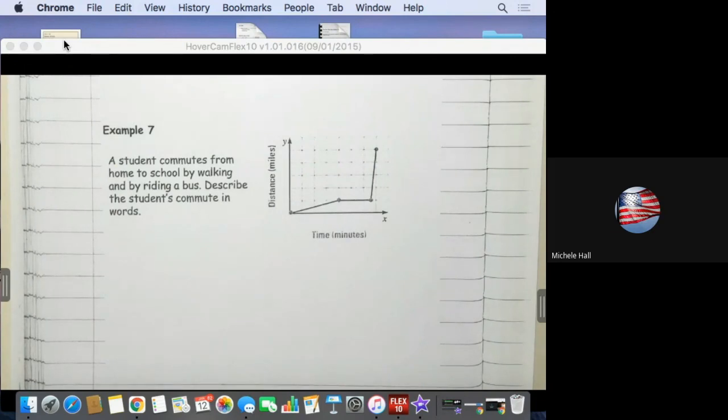A student commutes from home to school by walking and riding a bus. Describe the student's commute in words.